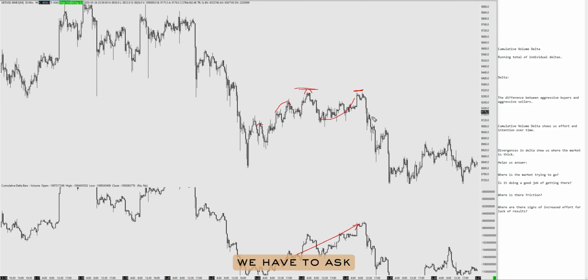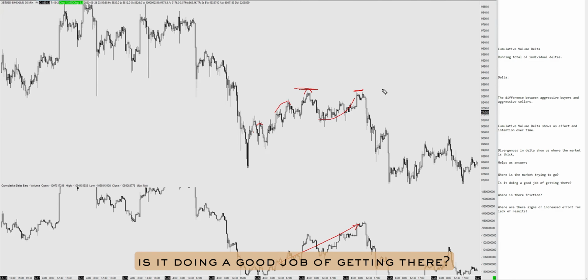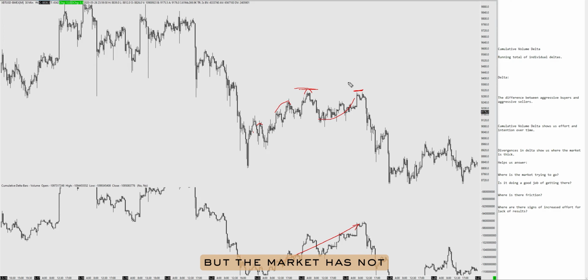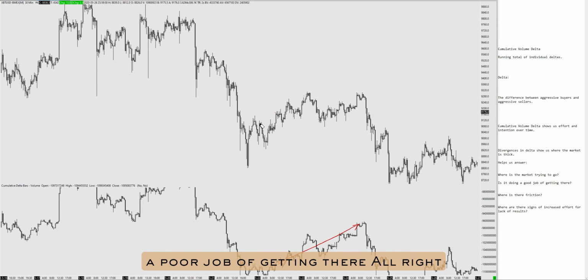The next question we have to ask ourselves is always, is it doing a good job of getting there? Okay. If we see that delta over time has been increasing, but the price has not, and we have an equal high in this case, we have our answer. The market is doing a poor job of getting there. All right. So what CVD divergences like this are showing us are increases in friction or overall liquidity. Okay. So we know that on the other side of this, since we have two equal highs but an increase in delta overall, there was more pressure on the offer, or more overall levels of friction.